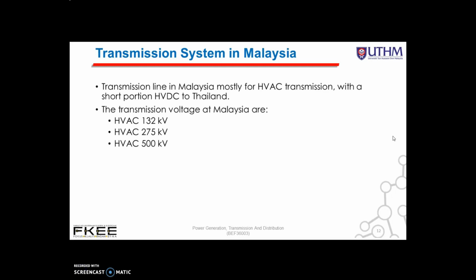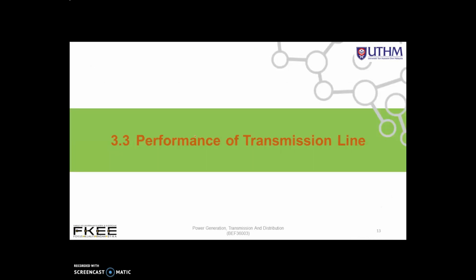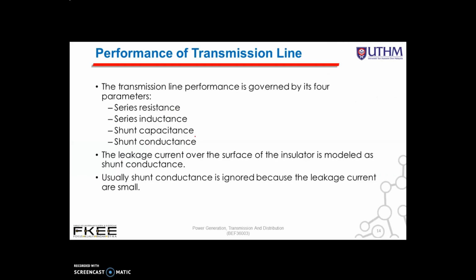Okay, transmission system in Malaysia. So transmission line in Malaysia mostly for HVAC transmission with a short portion HVDC to Thailand. So the transmission voltage at Malaysia are, we have HVAC 132 kV, HVAC 275 kV, and HVAC 500 kV. Okay. So next is the performance of transmission line.